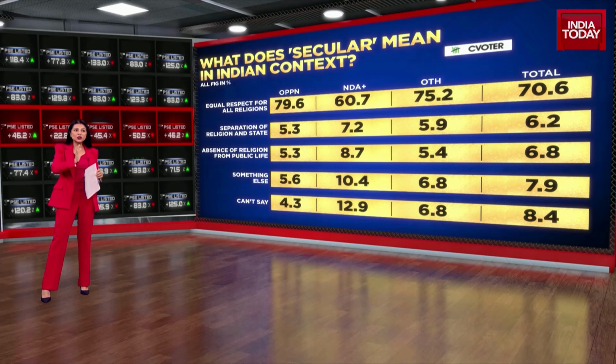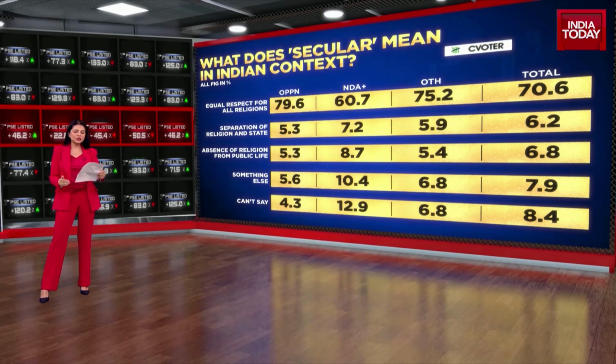Separation of religion and state, 6.2% in total. You can see the fine print there on your television screen. They feel that secular means separation of religion and state. Absence of religion from public life, 6.8% in total. Read the fine print there. Something else, 7.9%, can't say 8.4%. But what you really need to look at is the 70.6%. I'll come back to it with our panelists.